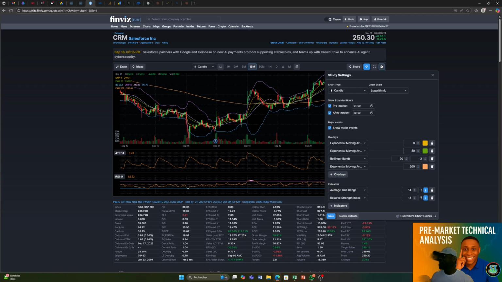We have the 8 and the 20, and you can select the color. By clicking in, you have your array of colors. That's what I prefer: yellow for the EMA 8 and green for the EMA 20, as I use on the Bollinger Band. Bollinger Band here, I'm using 20 candles and a standard deviation of 2. Again, for questions on that, please put them in the comments and I will respond. And then here's the 200 moving average, which we put here in this color.